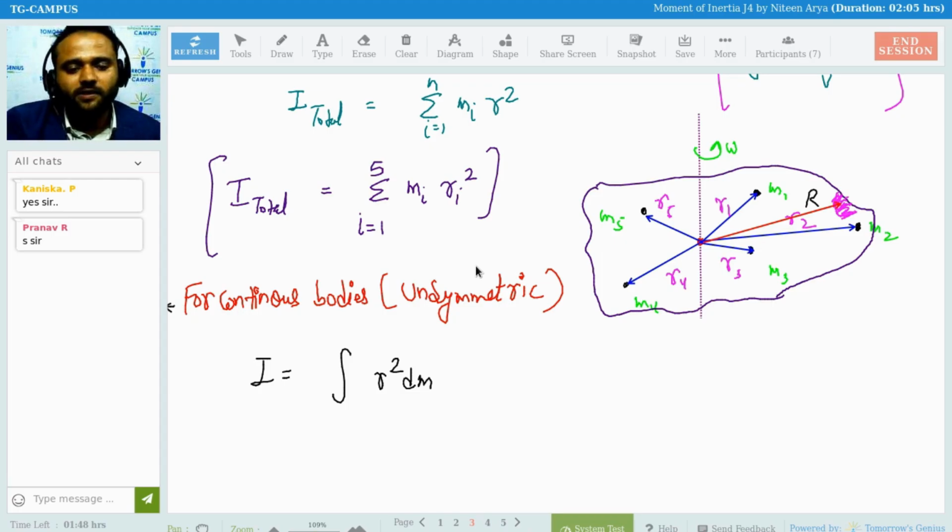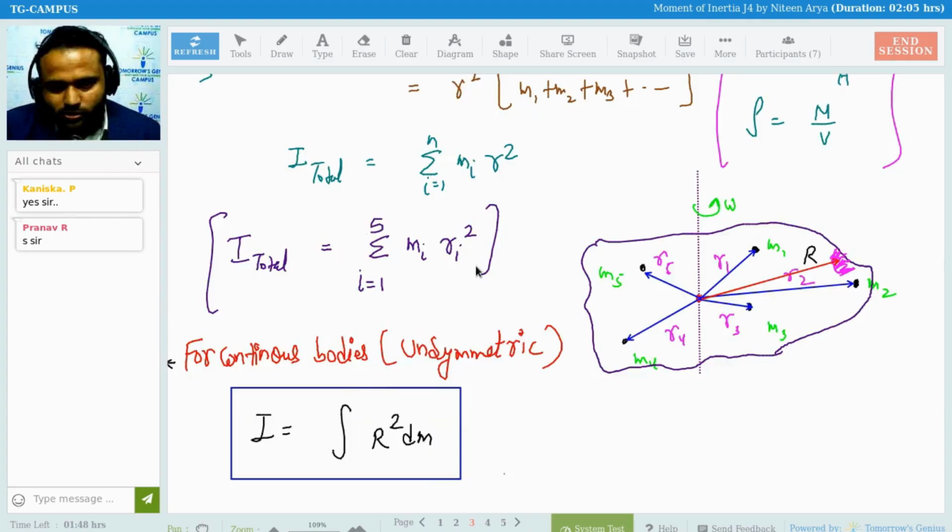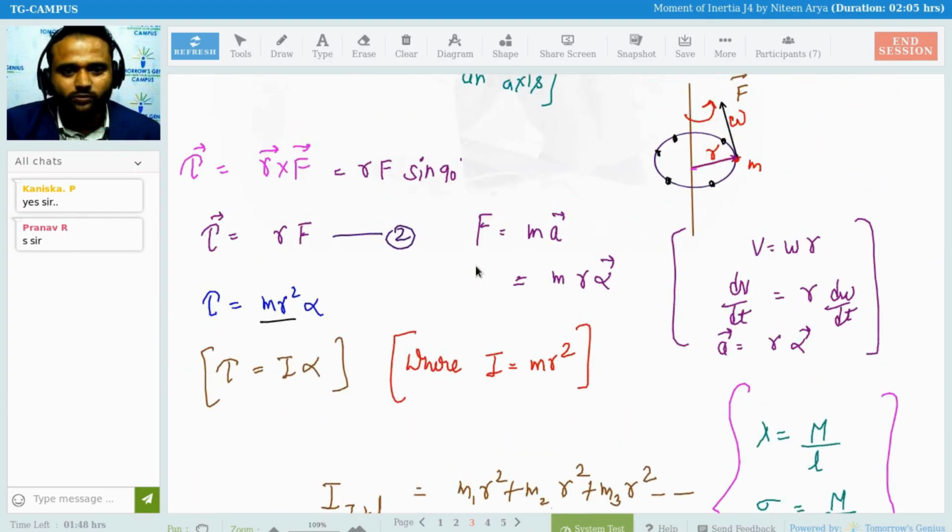Nothing is going to be changed. This summation is simply converted into integration. Or you can write capital R also if you want to. So this is center of mass r square dm. Is this clear? That is the main thing for this class, because everything is going to be based on this. So if it is not understood clearly in your head, let me know.